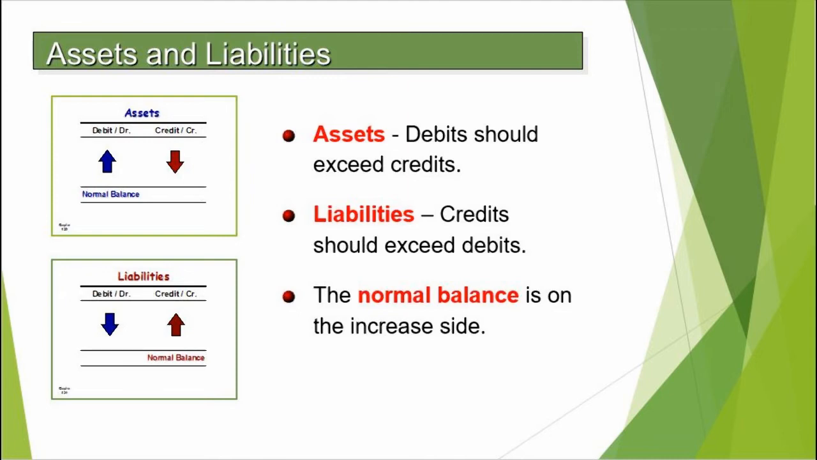Knowing the normal balance of an account may help you to trace errors. For example, a credit balance in an asset account, such as land, would indicate a recording error. Similarly, a debit balance in a liability account, such as wages payable, would indicate an error. Occasionally, an abnormal balance may be correct.